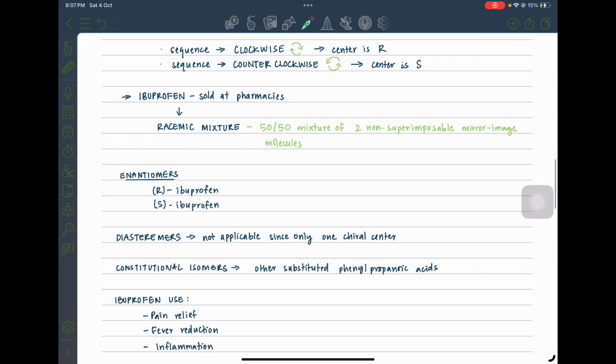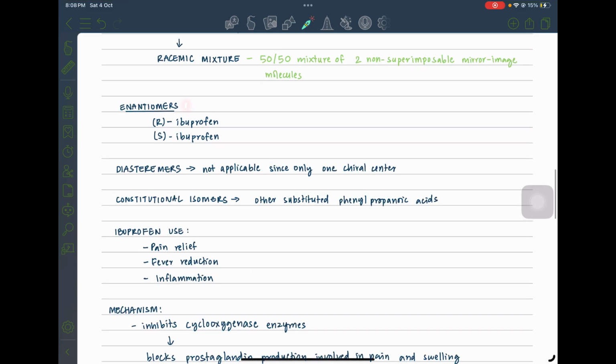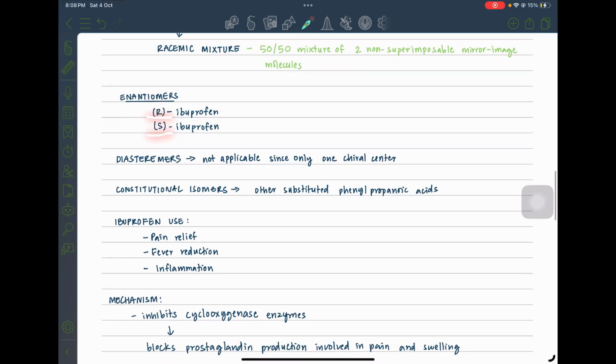Now all of the ibuprofen tablets or medicines sold at pharmacies are made into a racemic mixture, which is a 50-50 mixture of 2 non-superimposable mirror image molecules. Alright, so that is a racemic mixture, but even in that racemic mixture, only the S enantiomer is effective at blocking pain. Now the 2 enantiomers of ibuprofen are the R enantiomer and the S enantiomer.